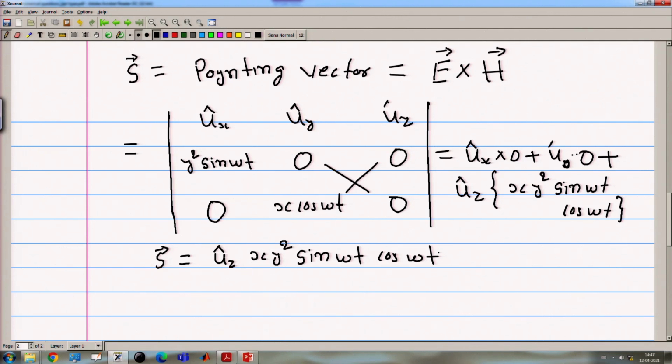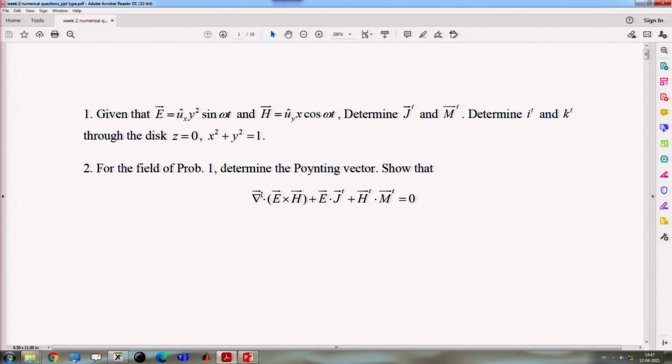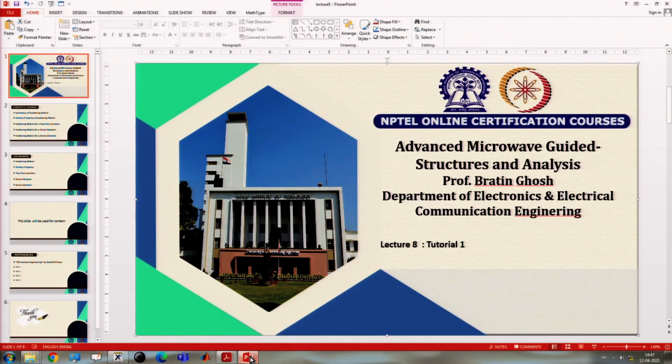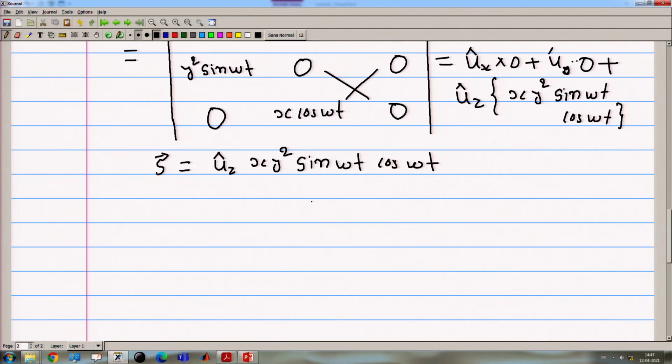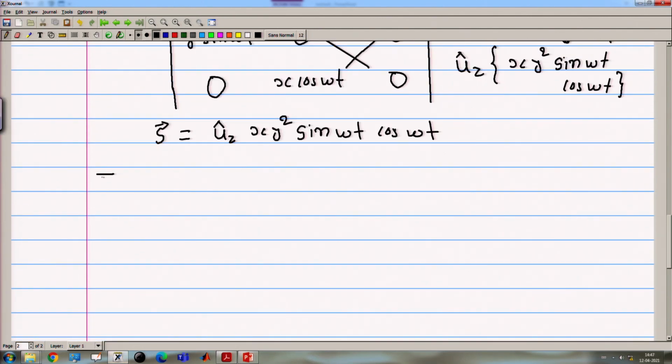In the next part, we have to prove that del dot E cross H plus E into J t plus H into M t equal to 0. So, we can derive that. So, del dot product with E cross H plus E into J t plus H into M t.